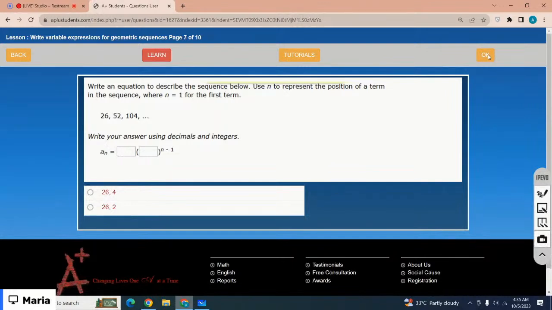Write an equation to describe the sequence below. Use n to represent the position of a term in the sequence where n equals 1 for the first term. So which is the correct option? The first term is 26, and the next numbers are the multiples of 2. The common ratio is 2, right? So the correct option is 26 and 2.